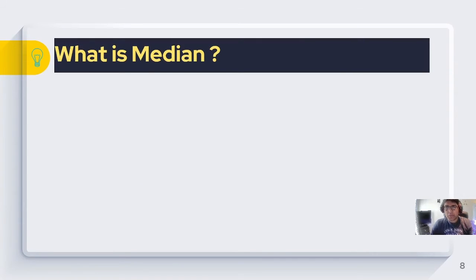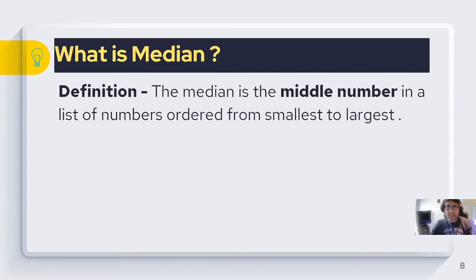Now we are going to talk about median. So what is the definition of median? The definition says the median is the middle number in a list of numbers ordered from smallest to largest. Or you can say otherwise, because it's a middle number, the median is the middle number in a list of numbers ordered from largest to smallest. They both will fit fine.